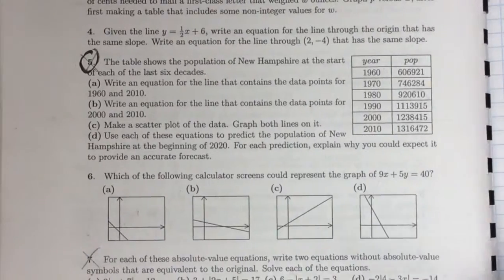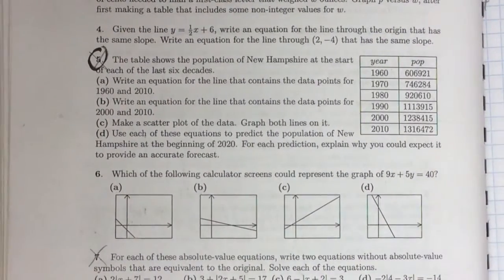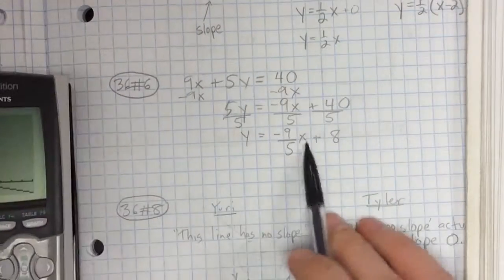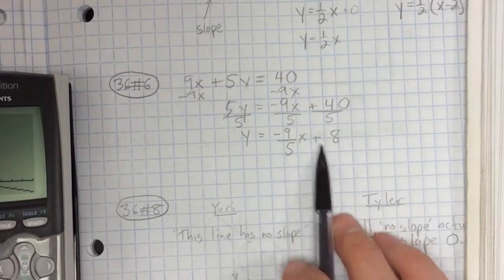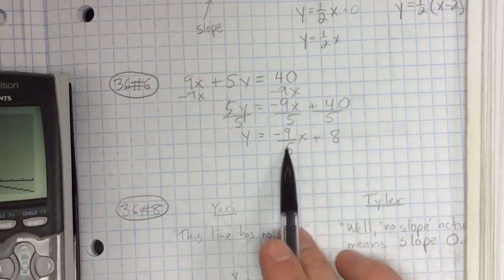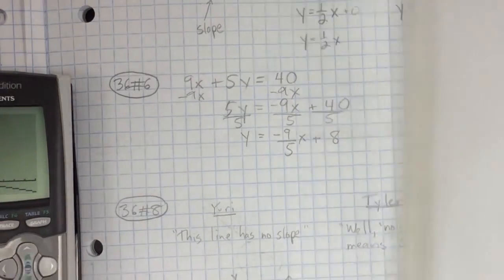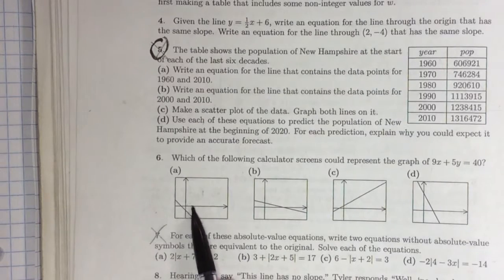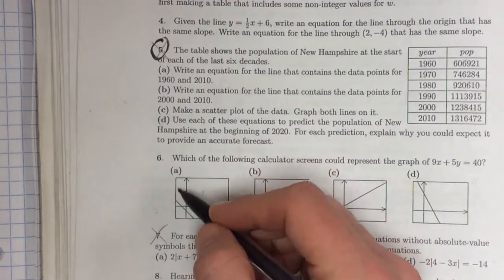So, why can't it be choice A and C? Here's why. First of all, let's look at the equation. We know that it has to have a positive y-intercept and a negative slope. So let's look at these graphs. Does this one have a positive y-intercept? No. Does it have a negative slope? Yes, but it doesn't have a positive y-intercept, so that one's out.